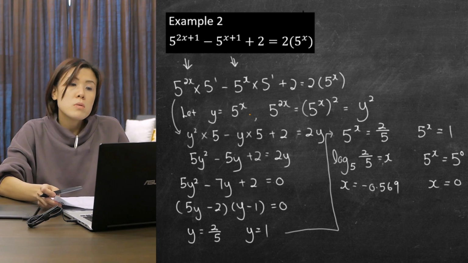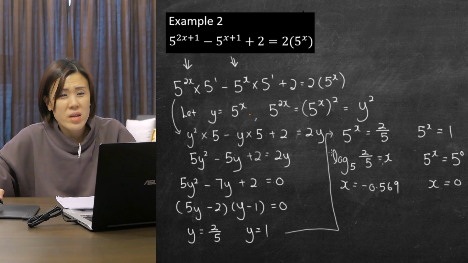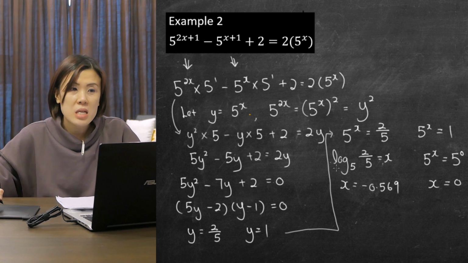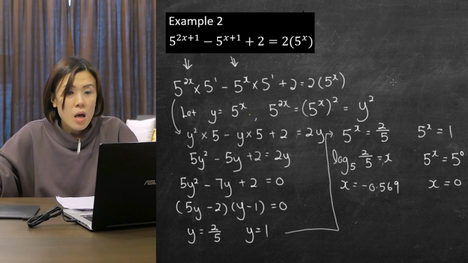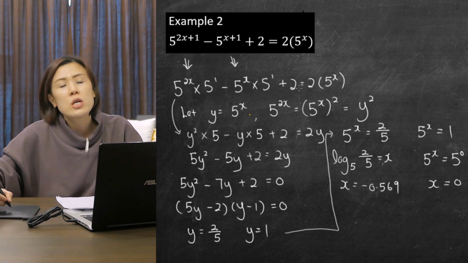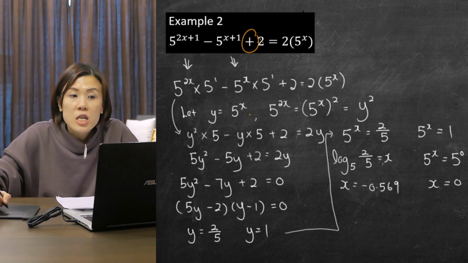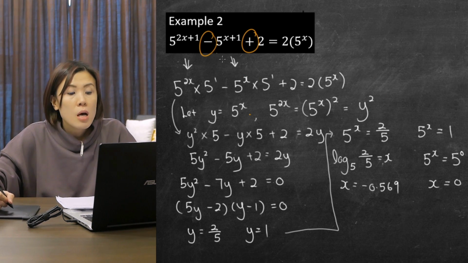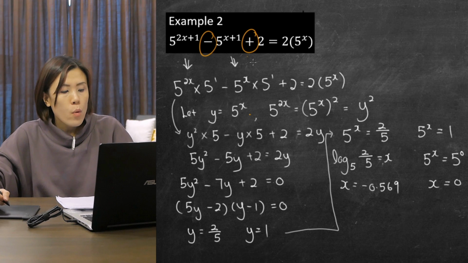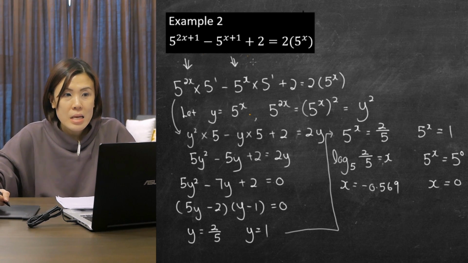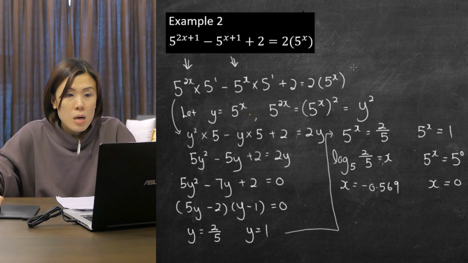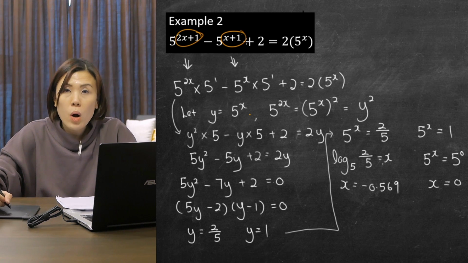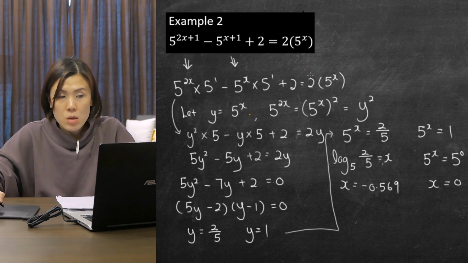So you can see that we have a very different way to solve this equation in example 2. So in conclusion, when you have equations that involve additions and subtractions of indices, where we cannot combine these indices, instead of combining them, we have to break down the power and use substitutions.